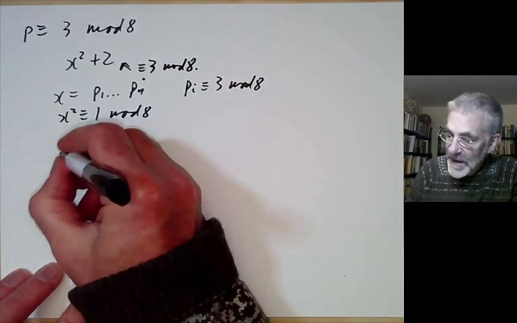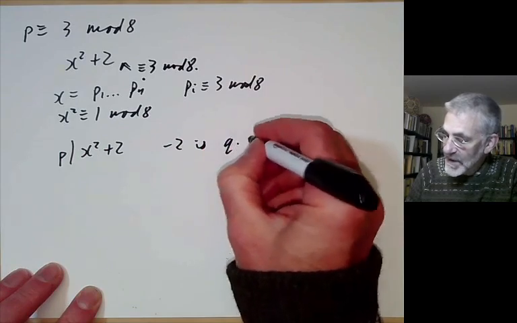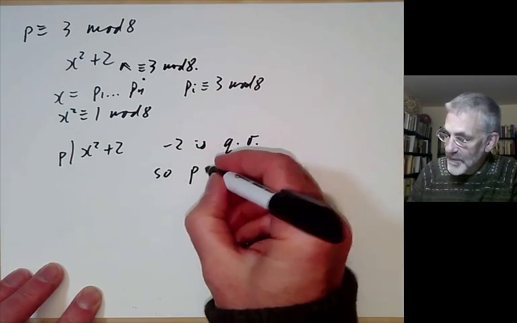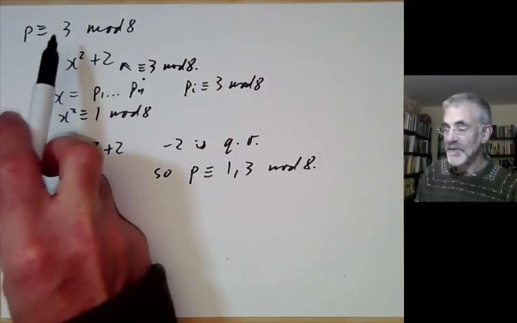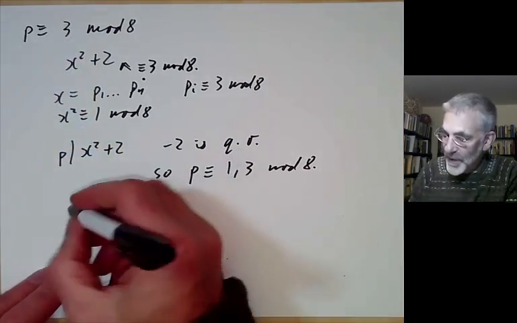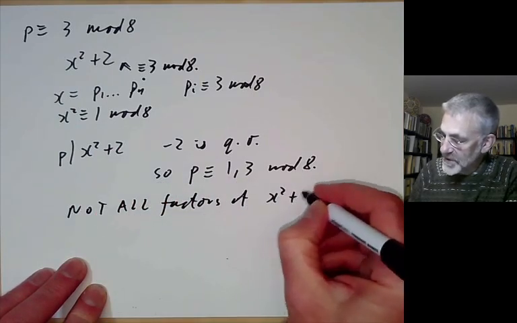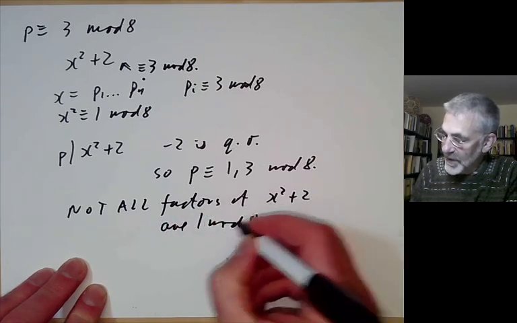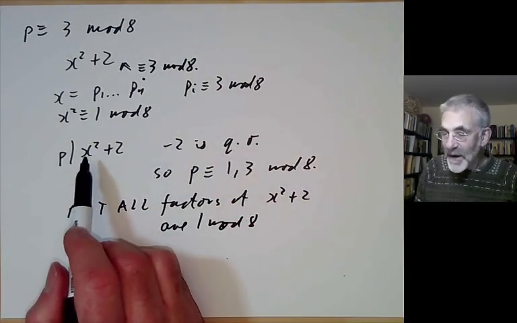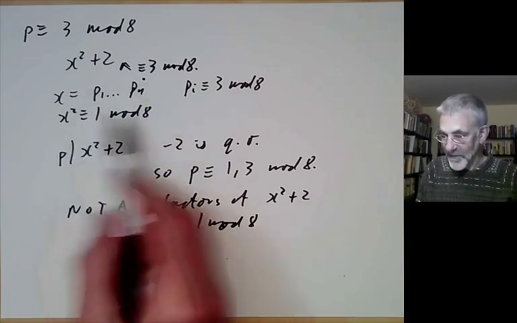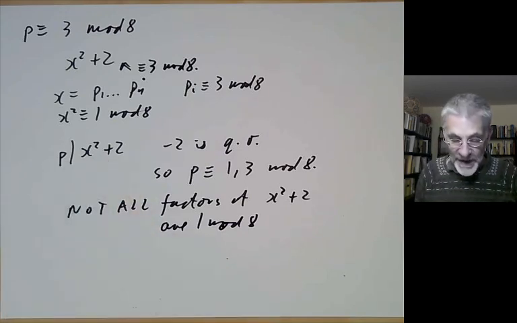And we also notice that if p divides x squared plus 2, then minus 2 is a quadratic residue. So p must be congruent to 1 or 3 mod 8. And just as when we looked at primes that were 7 mod 8, they can't all be 1 mod 8, so not all factors of x squared plus 2 are 1 mod 8, because then x squared plus 2 would be 1 mod 8, which it isn't, it's 3 modulo 8. So we can get infinitely many primes that are 3 mod 8 by multiplying together all the ones we found, squaring it, adding 2, and looking for a suitable prime factor of that that's 3 mod 8.